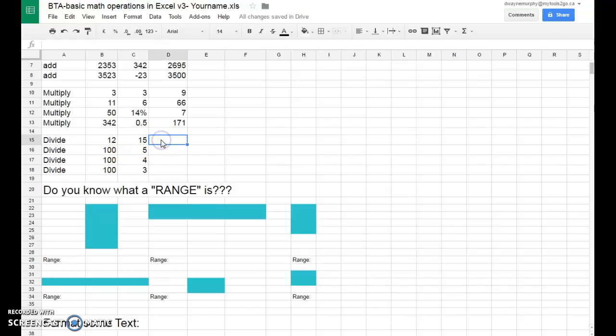So again, to do that, we'd say equals. Now I'm going to just go ahead and click that cell, B15, and then division is the slash. So B15 over C15. Can you estimate, if you got 12 out of 15 on a quiz, that would be pretty good. That's about 80%, so I can hit enter, and that's what you get, 0.8.